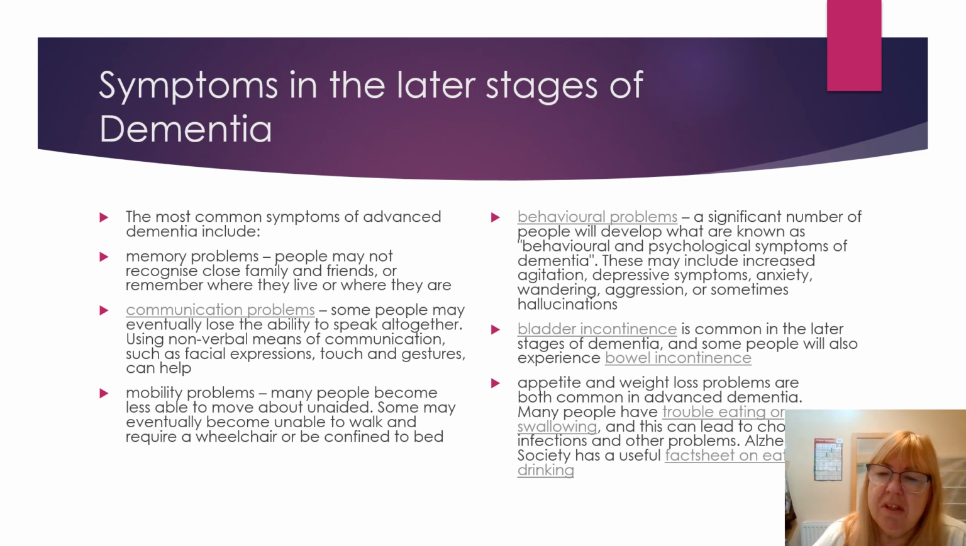Bladder incontinence in the late stages of dementia, and some people will have bowel incontinence. Appetite problems, because some may have trouble eating and swallowing. So it means that there's weight loss, or it's very hard to get food into them as well. The Alzheimer's Society website is brilliant for lots of information, so you could certainly go on and have a look at that.